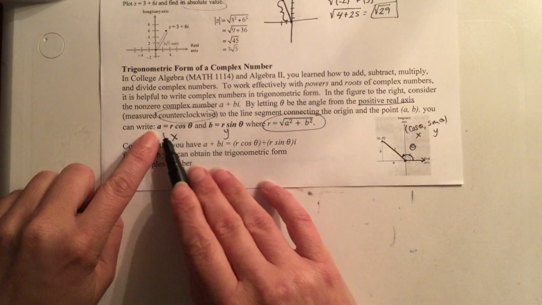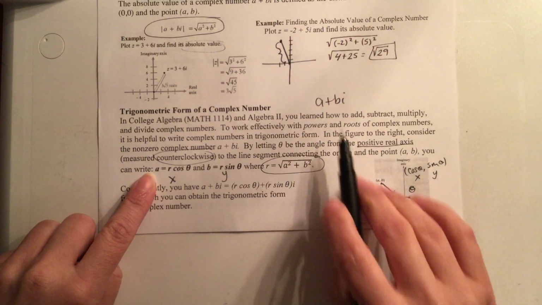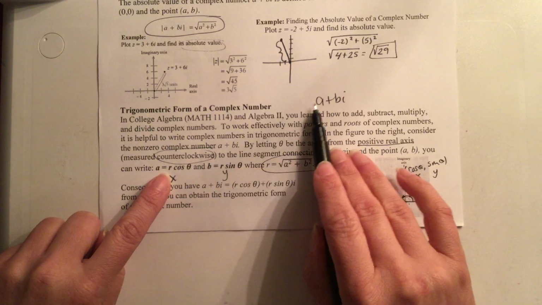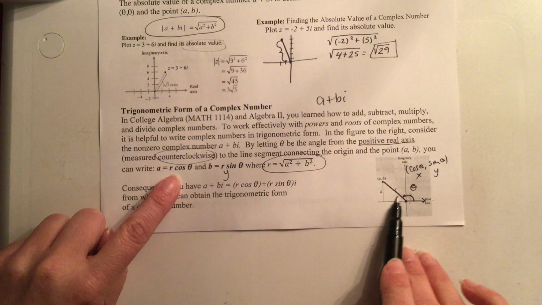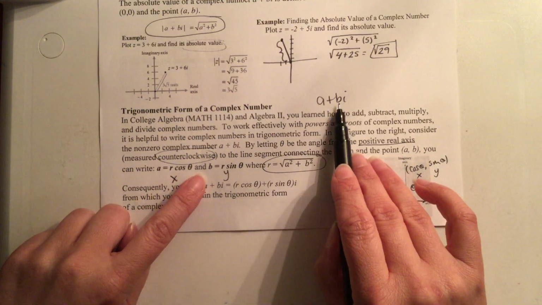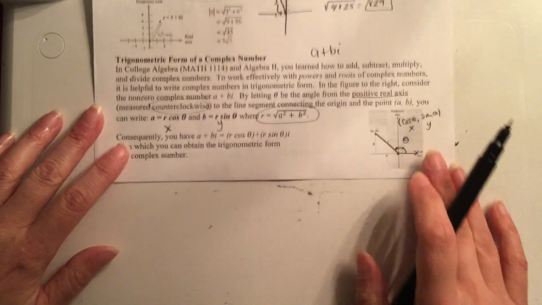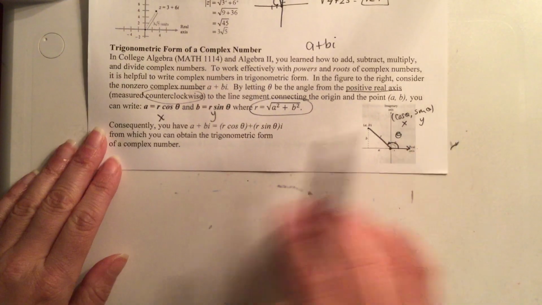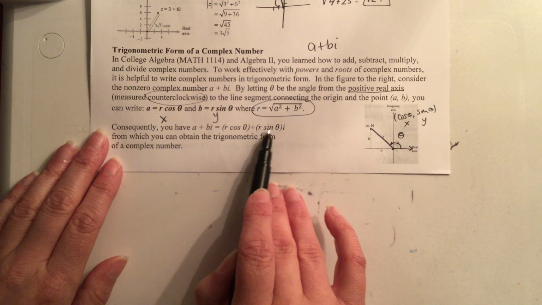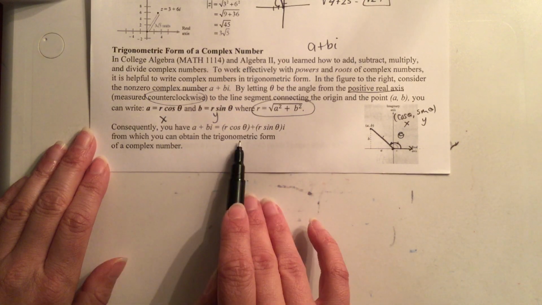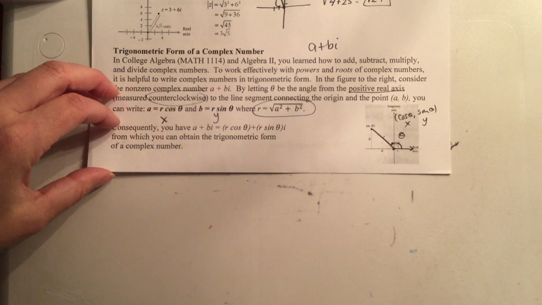So they are saying that when you're thinking a plus bi, if you're writing it in trig form, you are taking r times the cosine of this angle, plus r times the sine of this angle, and that part is imaginary. So this is kind of how they wrote it out for you. A plus bi is r times the cosine of theta plus r times the sine of theta i. And you can obtain this from any complex number. Again, we will use the help from the unit circle.